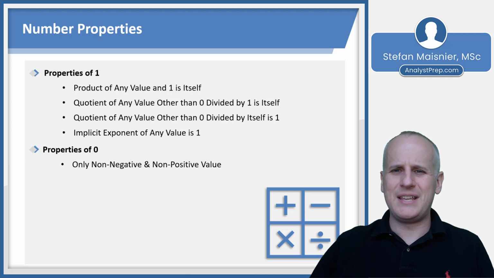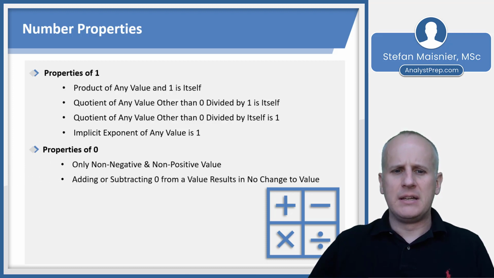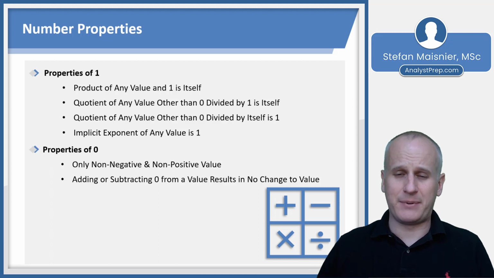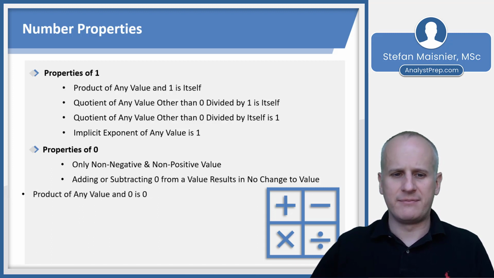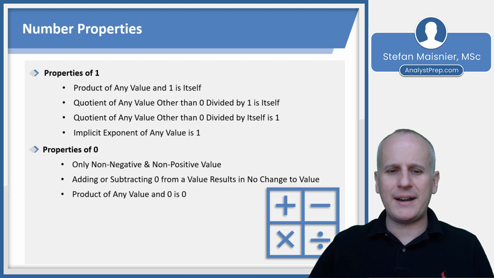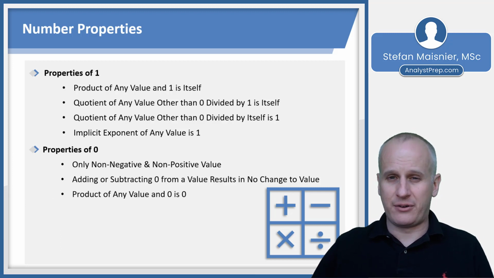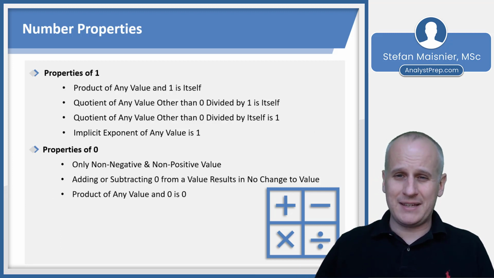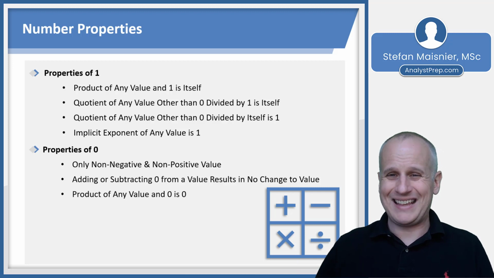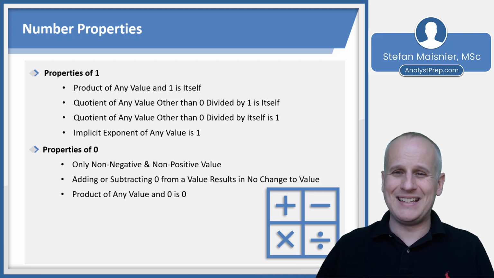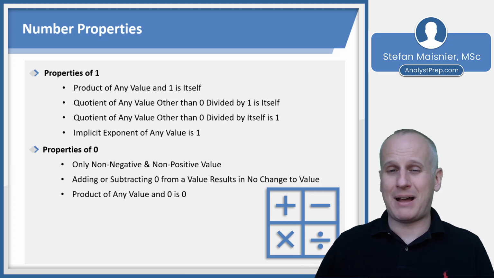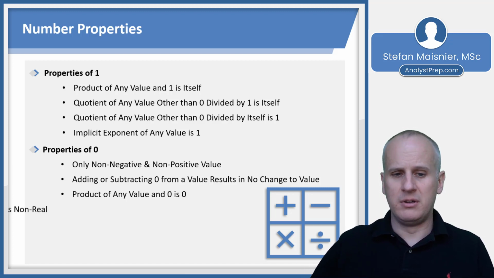Now some properties of 0. So 0 is the only non-negative and non-positive value. Adding or subtracting 0 from any value results in no change to that value, so it just stays the same. So 5 plus 0, 5 minus 0 remains 5. The product of any value and 0 is 0. So that means that 12 times 0 is 0. So 0 is a multiple of every number because any value multiplied by 0 gives you 0.